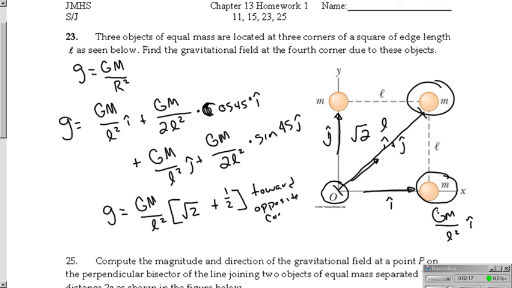Now, if you wanted to, and because this one did not specify, you could have left it in i hat and j hat component form. In which case the i hat and the j hat component would be the exact same. If you were to leave it in i hat j hat form, it would be GM over L squared times 1 plus 1 over 2 root 2. And that's in both directions. i hat plus j hat.